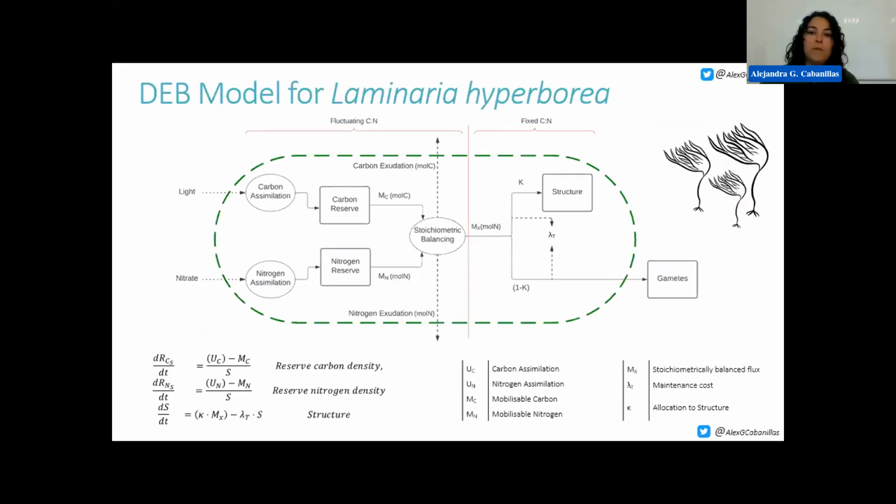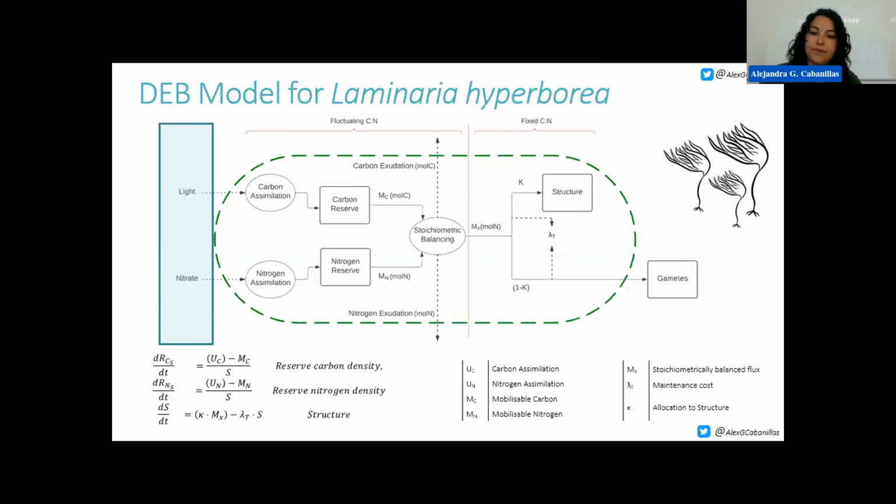In our model, the uptake of carbon and nitrogen are influenced by the environmental irradiance, nitrate availability, and temperature. It is also affected by the size and shape of our individual. It is also important to note that stoichiometry, so that's the balance of the chemical components inside our individual, is really a key component of our model. So our structure has a fixed composition of carbon to nitrogen, while the reserves are allowed to fluctuate, which is why we model them separately.